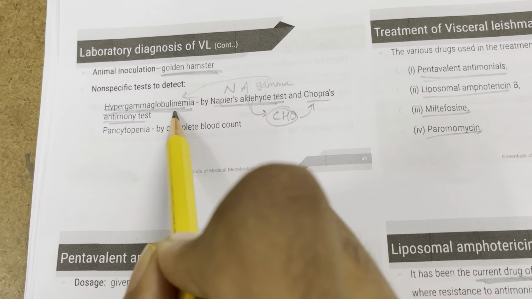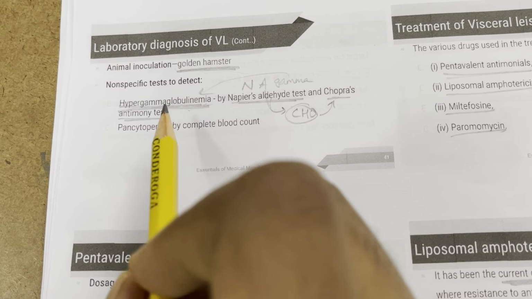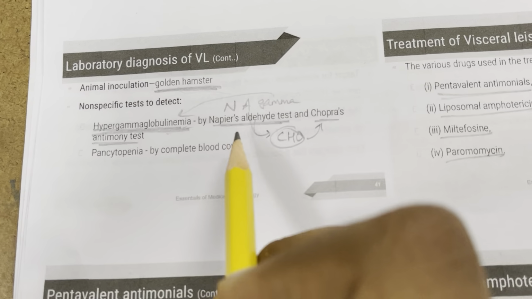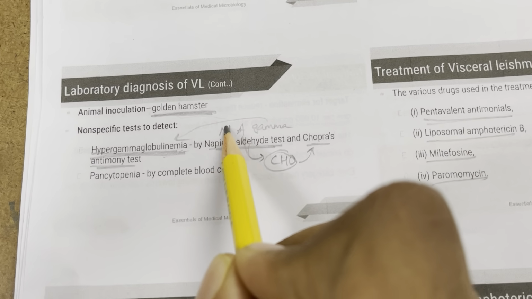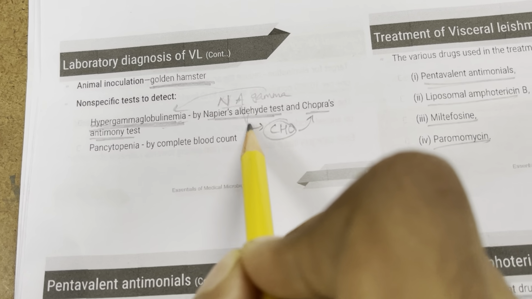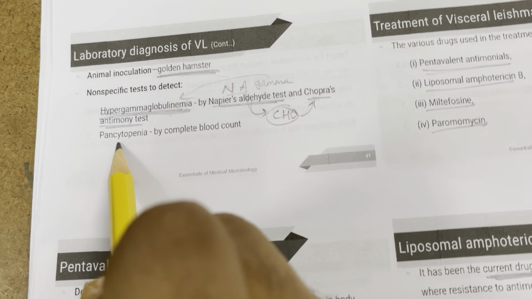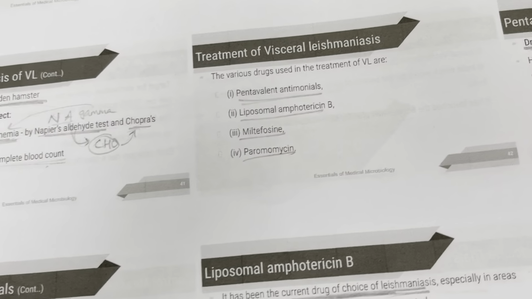Non-specific tests: obviously in the patient you have hypergammaglobulinemia, so you can use Napier's aldehyde test and Chopra's antimony test to detect the hypergammaglobulinemia. How do you remember it? Na gamma, so Na for Napier's aldehyde test, and aldehyde, the functional group is CHO, so CHO, Chopra's antimony test, and pancytopenia by complete blood count.